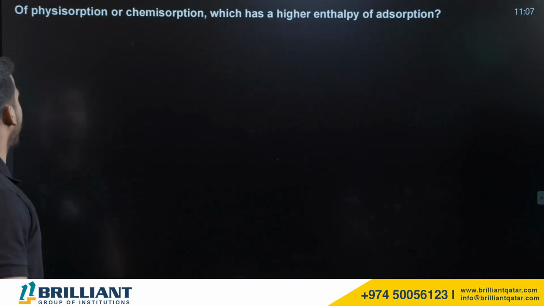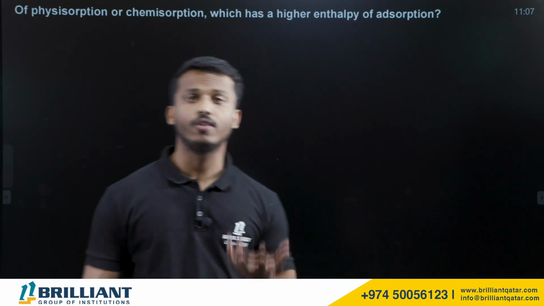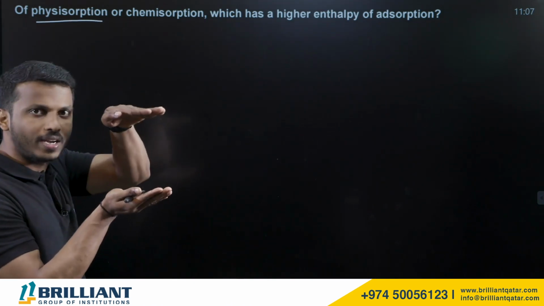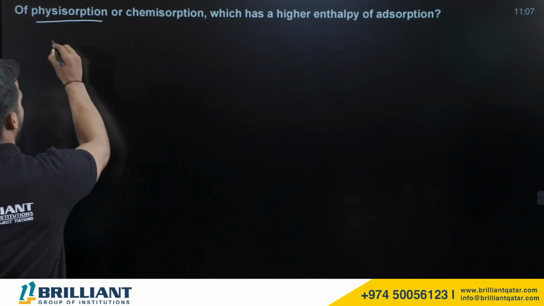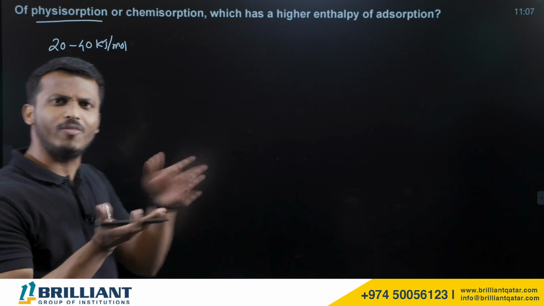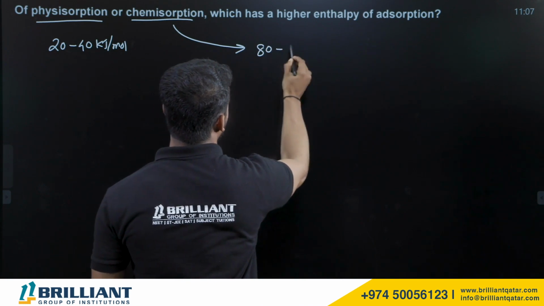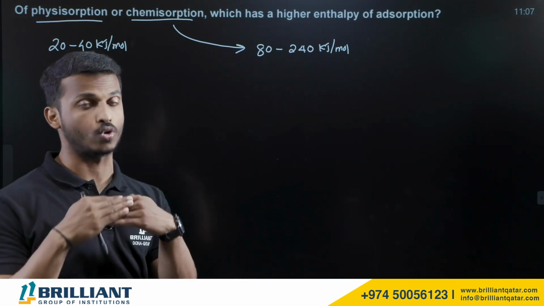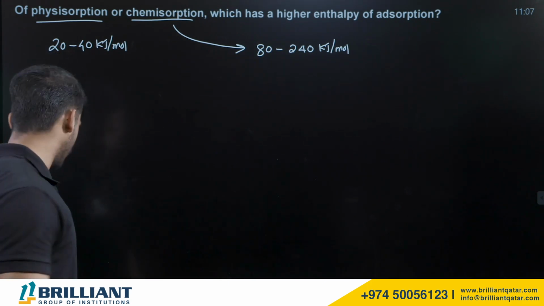Okay, already discussed. Of physisorption or chemisorption, which has higher enthalpy of adsorption? We studied chemisorption. During physisorption, I told you, adsorbate and adsorbent are making a bond, a very weak bond, so a small amount of energy is released. Around 20 to 40 kilojoule per mole of heat only is released, because they are making a very weak bond. But in chemisorption, they are making a much stronger bond. Around 80 to 240 kilojoule per mole of energy is released, because the bond is stronger. So the greater value is because of the strength of the bond; you can explain it this way.